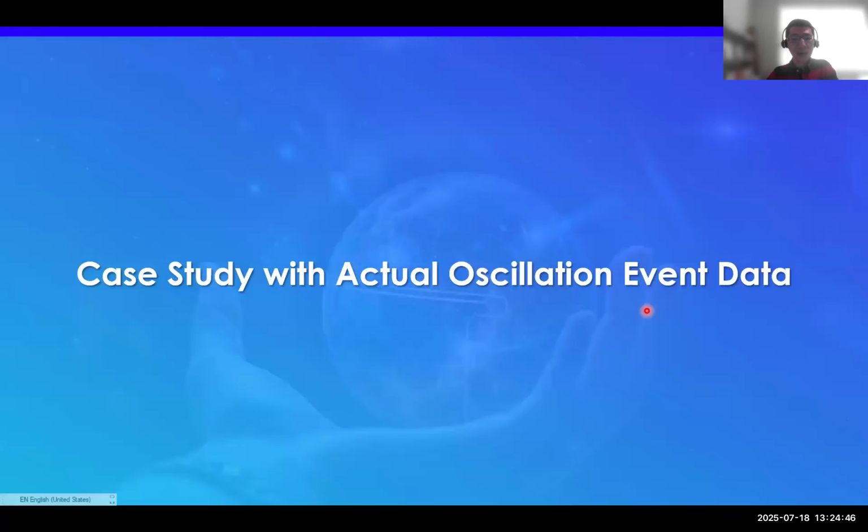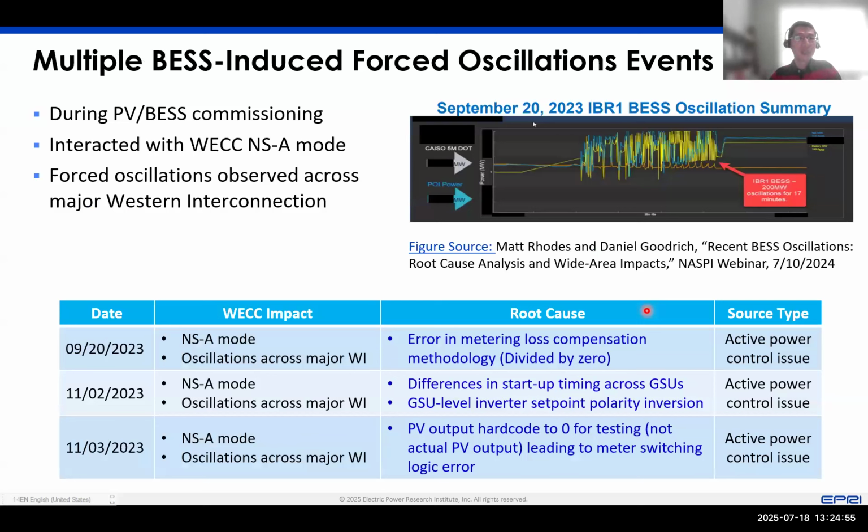Yeah, and after that, we have performed quite a few case studies with simulated event data and also actual event data. Today, I will focus on the actual event data case study. As you may know, there were multiple forced oscillation events happening in SRP. Because the frequency is very close to 0.25 hertz, which is able to interact with the North-South A mode of the Western Interconnection, once the event happened, the whole Western Interconnection could observe the oscillations.